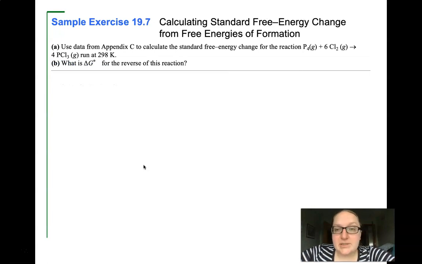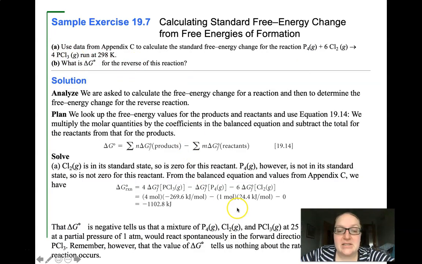All right, our next problem is going to be calculating the standard free energy from the free energies of formation. So this is going to be like the appendix values. So this is going to be calculating delta G naught given some delta G values from our appendix. So first thing we have to do is get the values from the appendix. So we're going to go into our appendix C and we're going to find delta G of formation. So delta G naught f of P4, Cl2 in the gas phases, so make sure you're doing the right phases, and PCl3 gas. And what we're going to get is we're going to get these different values.